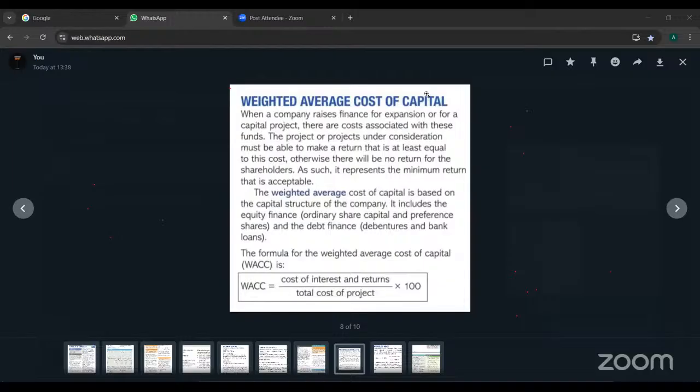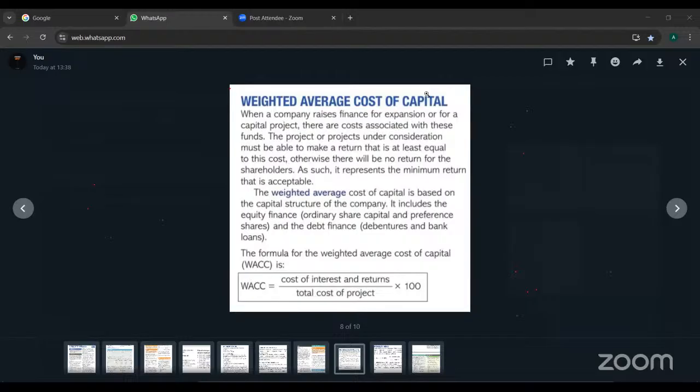The project or projects under consideration must be able to make a return that is at least equal to the cost. Otherwise, there will be no return for the shareholders. So it represents the minimum return that is acceptable. The weighted average cost of capital is based on the capital structure of the company.